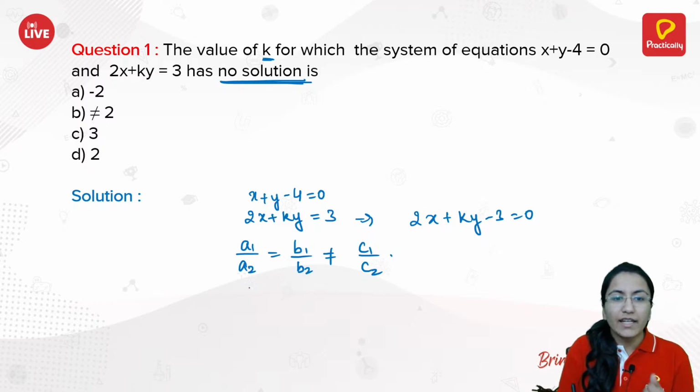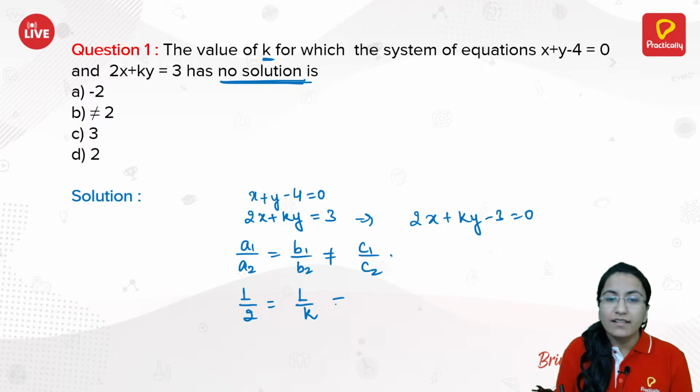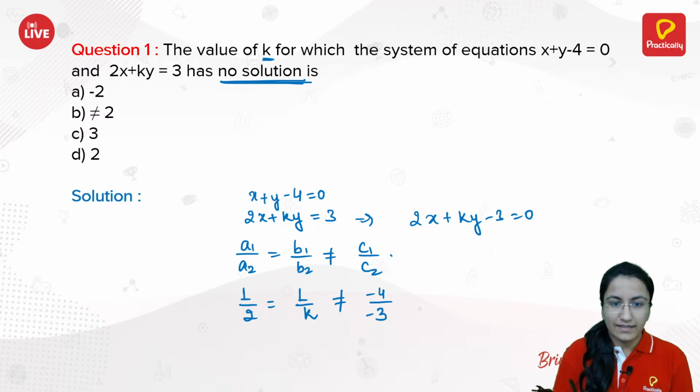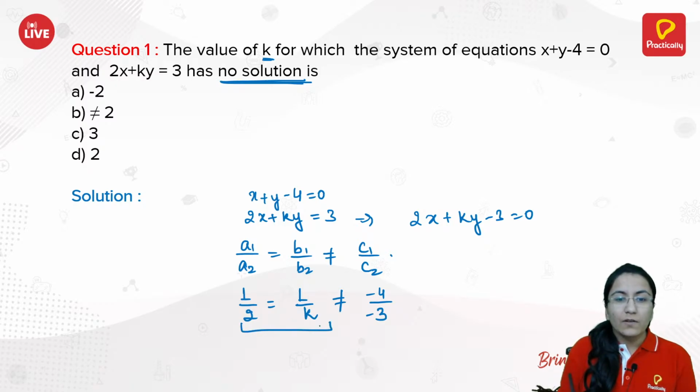So a1 by a2, a1 is 1, a2 is 2, is equal to b1 by b2, b1 is 1, b2 is k. This is not equal to minus 4 by minus 3. So 1 by 2 is not equal to 4 by 3, that's clear. That means k will exist in such a case, right? So we need to find the value of k from these two. So that means k is equal to 2.